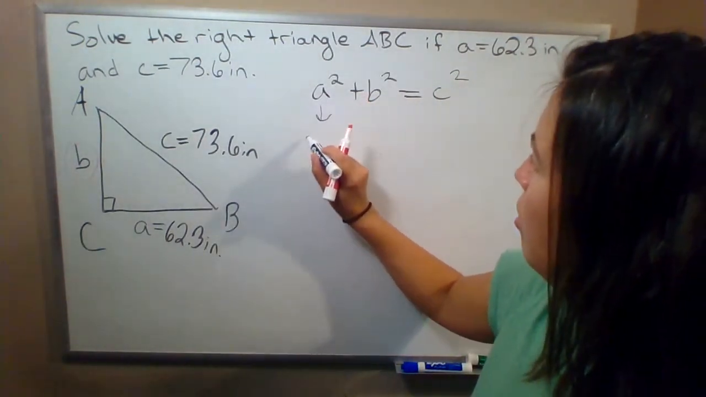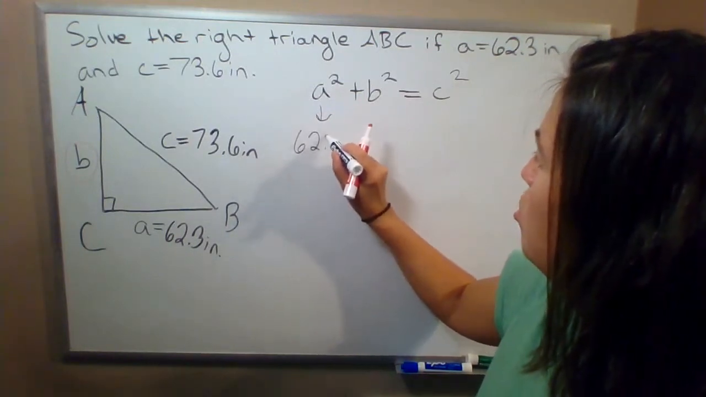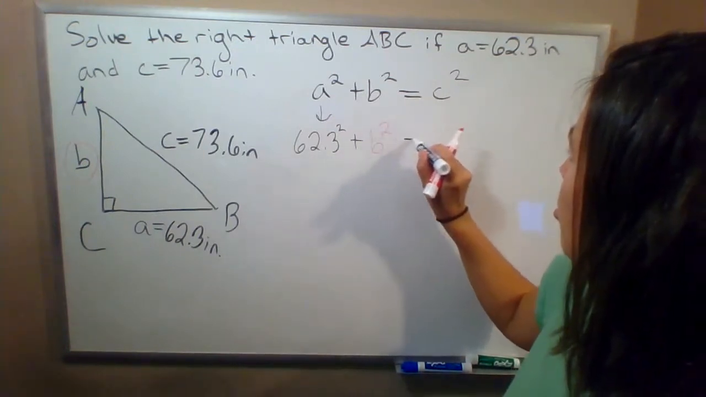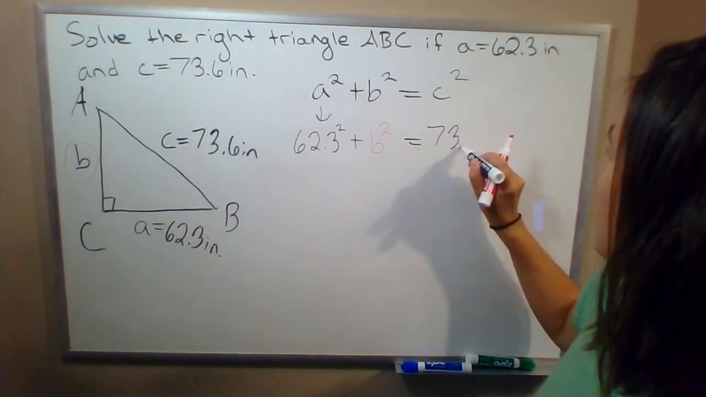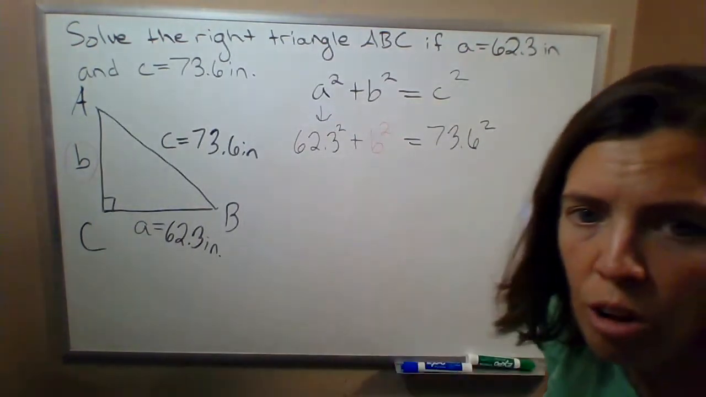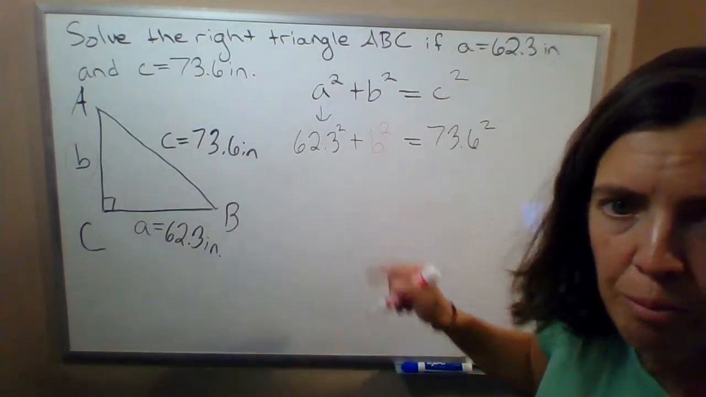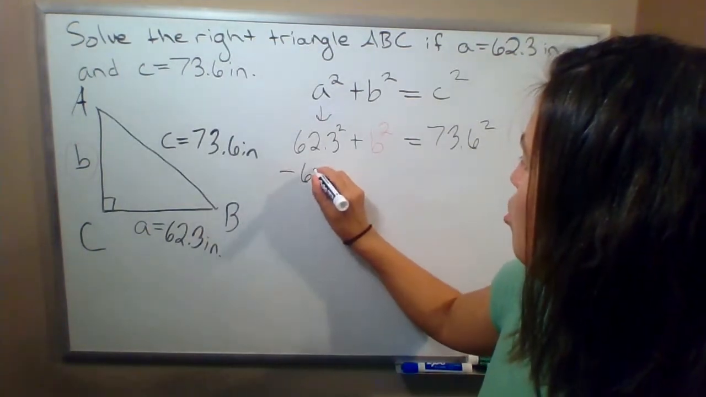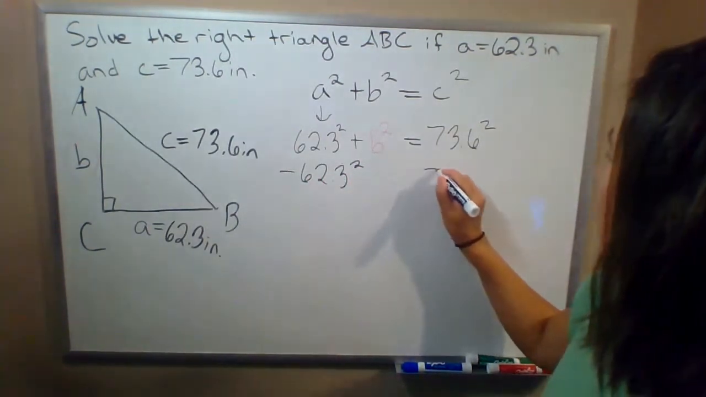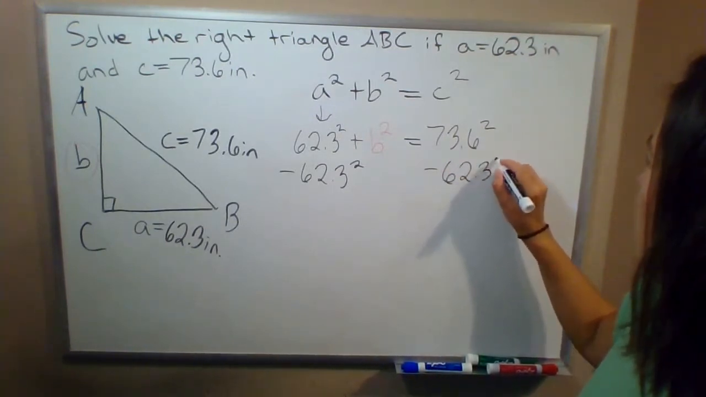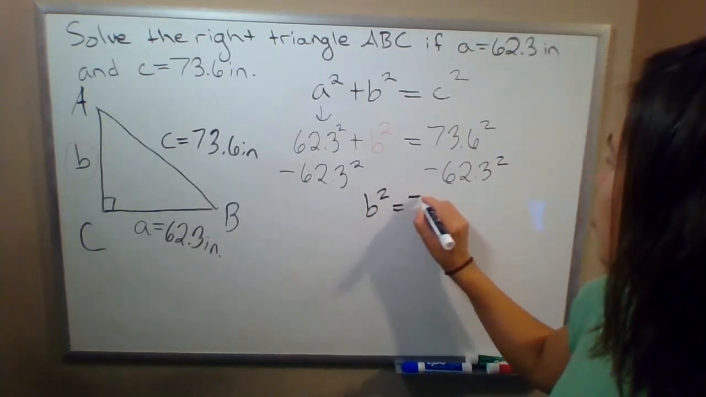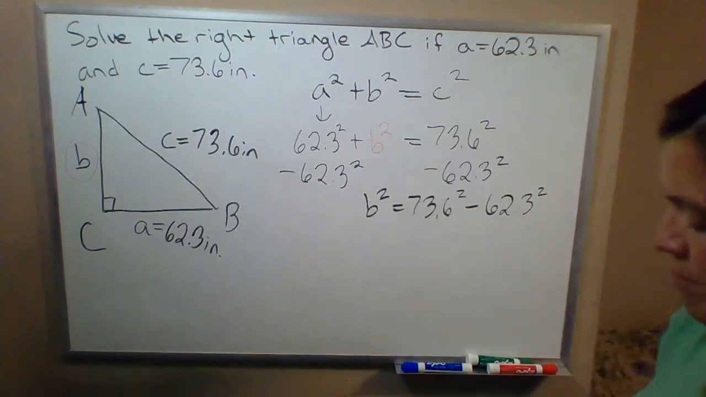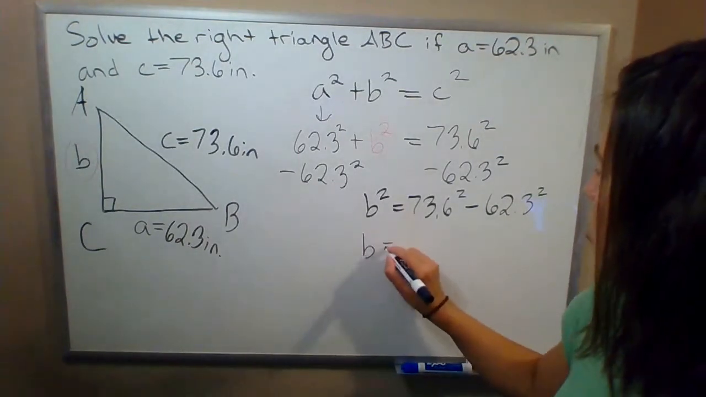Now, we were provided with the length of a, 62.3 inches, and we were provided with the length of c, 73.6 inches. And so now we can solve for b squared here, which I'm sorry, the red marker is faint. I won't use that anymore. By subtracting this 62.3 squared, that quantity, from both sides. So b squared is equal to 73.6 squared minus 62.3 squared. And so b is equal to the square root of that.